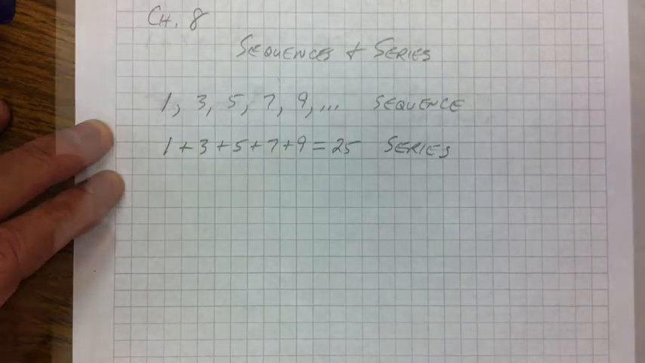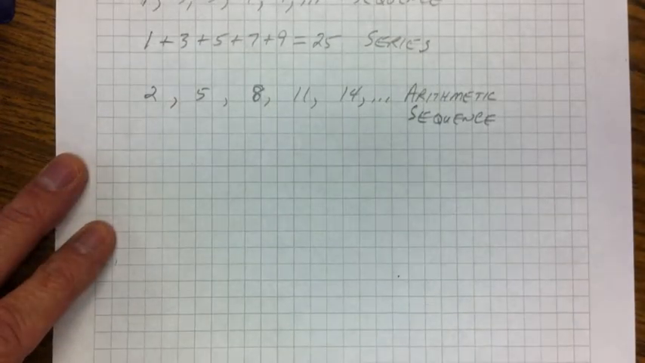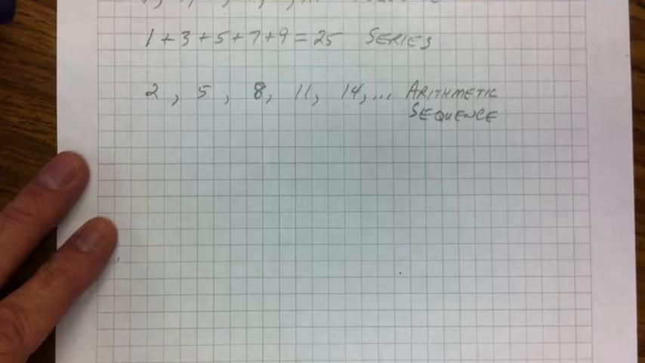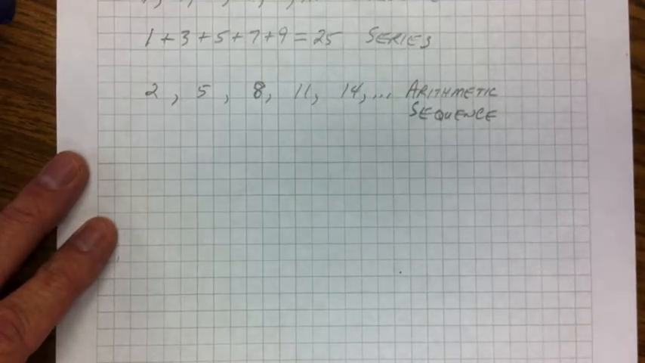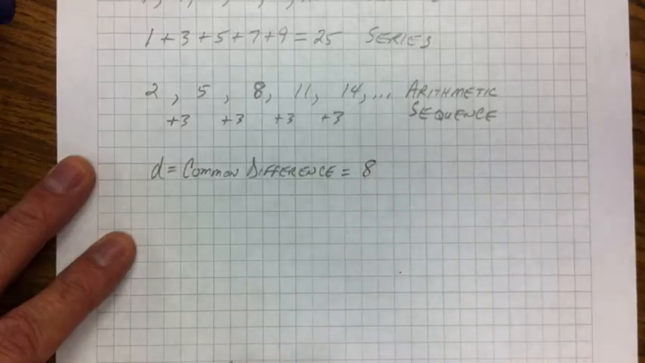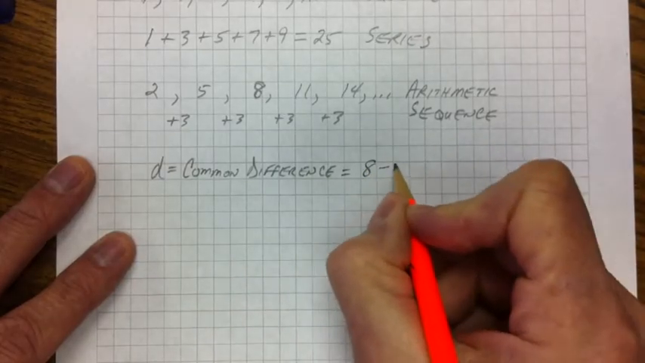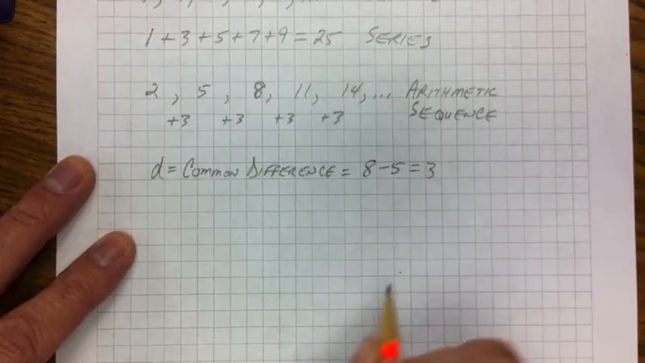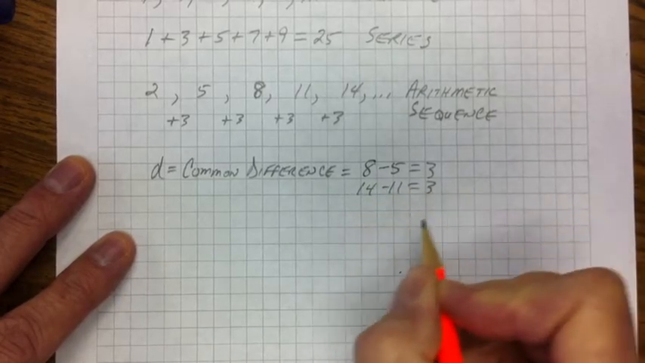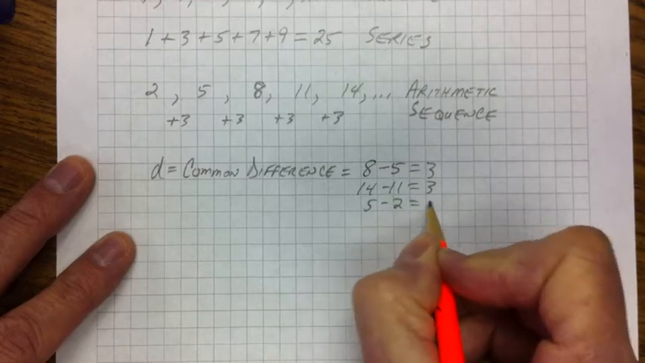Now let's say I have the sequence that starts with 2 and I add 3 every time. So then I get 5, 8, 11, and 14 because I'm adding 3 every time. Well, that's called an arithmetic sequence because we're adding the same number every time. Now that 3 that we're adding is called the common difference. And we find that common difference by taking any number in the sequence, for example 8, and subtracting the number that came before it. So 8 minus 5 equals 3. Or I could do 14 minus 11 equals 3, or I could do 5 minus 2 equals 3.